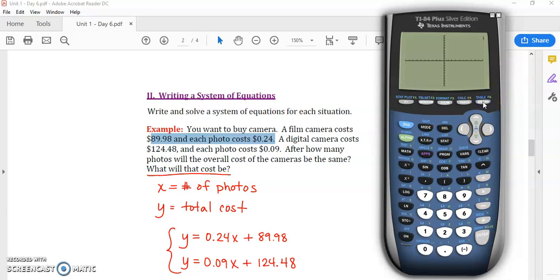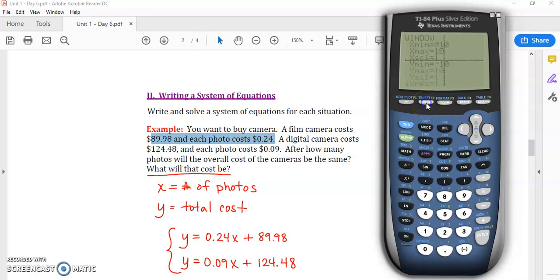Now when I graph these though, you're going to notice I'm not seeing a dang thing, right? These graphs aren't showing up. And that's because my window isn't really zoomed in at the right spot of the graph. My window defaults to -10 and +10 on the x and y axes. And there's a good chance that these things aren't within that range. And I'm just looking at the y-intercepts here. This y-intercept is 90, this y-intercept is 125. So my graph is taking place way, way, way up here. So I need to change my window settings.